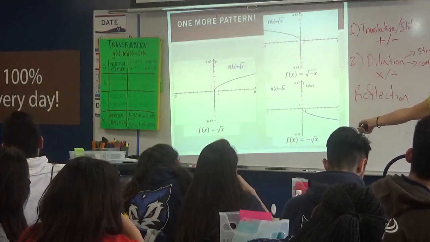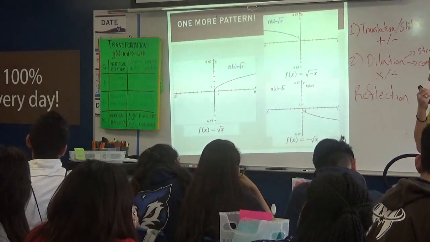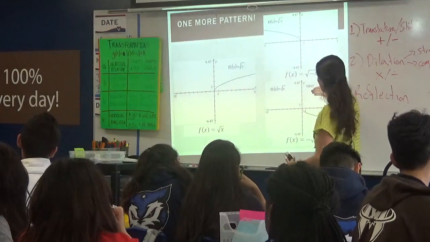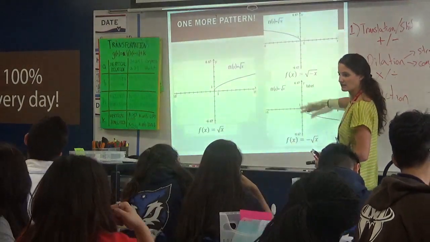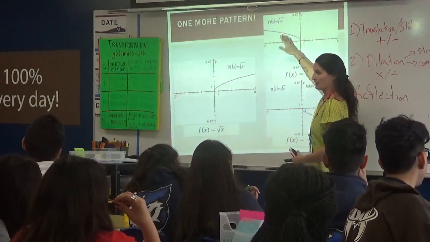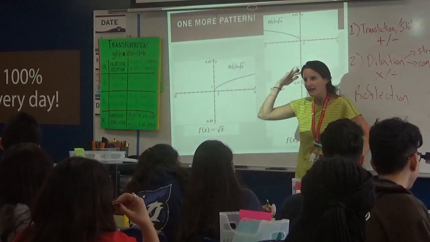What's the difference between adding it inside and adding it outside? Nazra? Outside goes across the x. If your negative's inside, it gets reflected across the y. So you can just memorize that. Outside x, inside, the y.